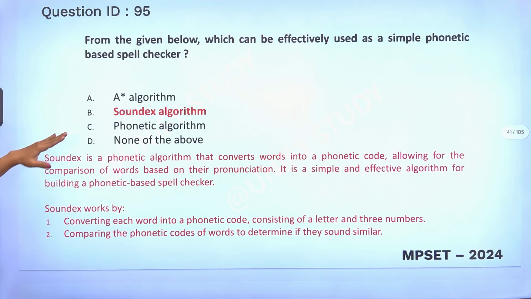That is the task of the Soundex algorithm. Write this down in your notebook. Take a note from the question only.